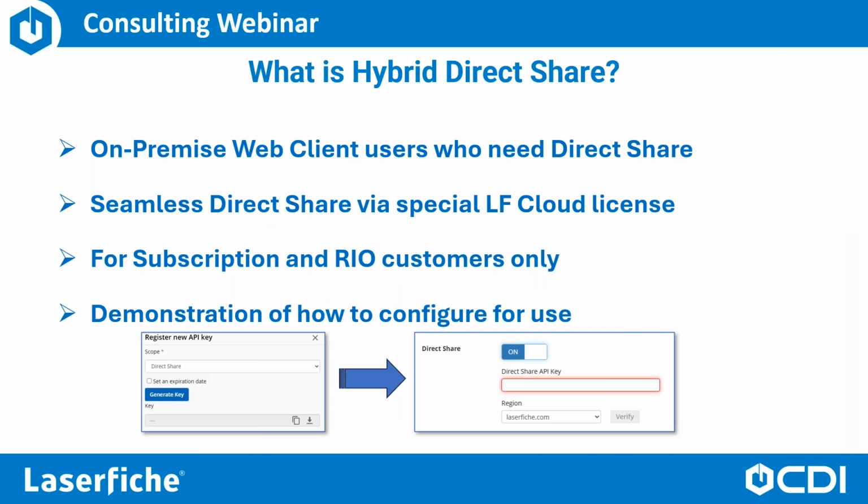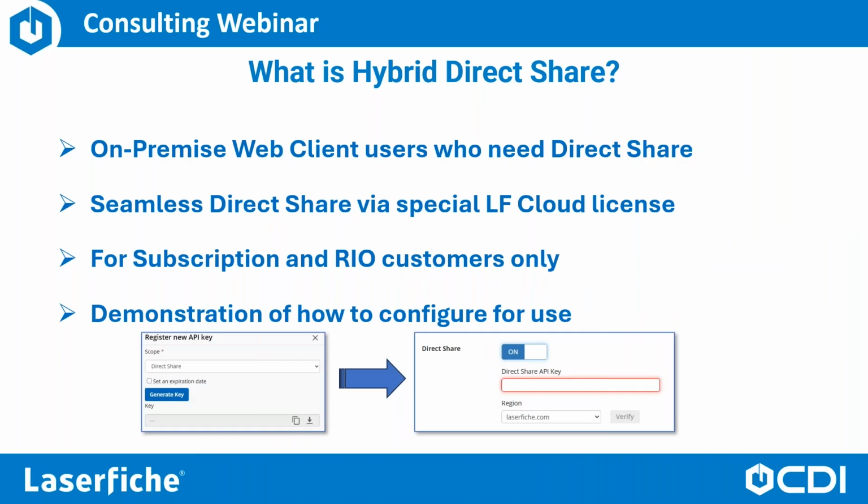But basically, in the new special cloud environment that you've been provided, you'll go to that system and you'll register what they call an API key. You can see that image down there in the bottom left. You'll choose the scope as DirectShare, click Generate Key. You'll want to make a copy of that key. It's a text file, and you can just save that, whatever that key number is, it's randomly generated.